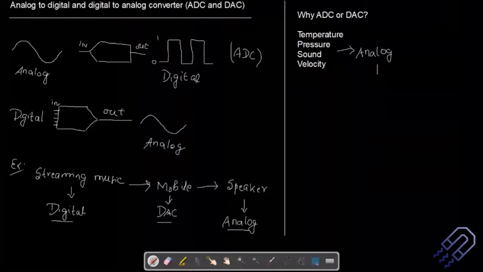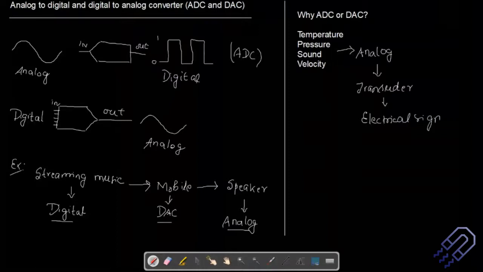How do we convert them? We basically use something which we call a transducer. In the example that I have given, this mobile phone is basically nothing but acting as a transducer. And once you get a transducer, you can actually convert temperature, pressure, sound, velocity, everything into an electrical signal.